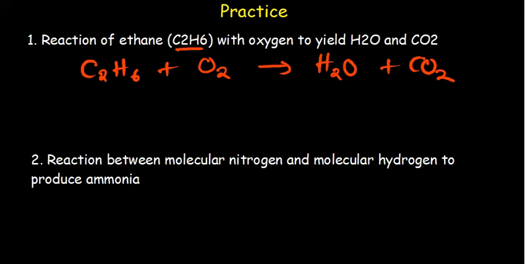Let's observe. How many carbon atoms do we have? We have 2 on the right. On the left we have 1. So already that is the starting point. I can put a 2 there. So we've balanced the number of carbon atoms. How many hydrogen atoms do we have? We have 6.